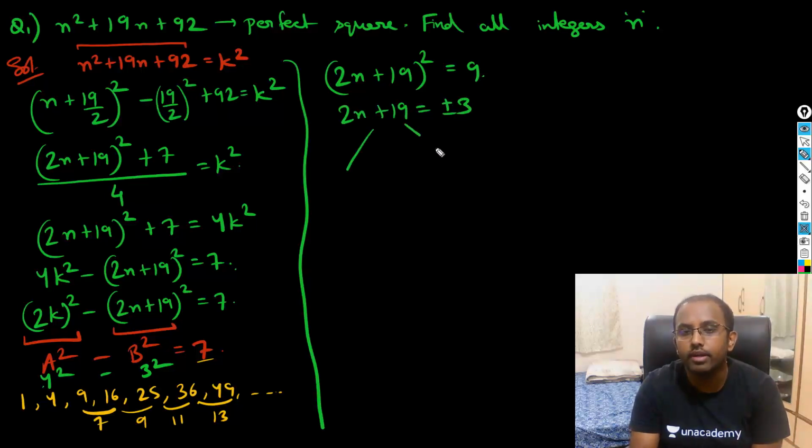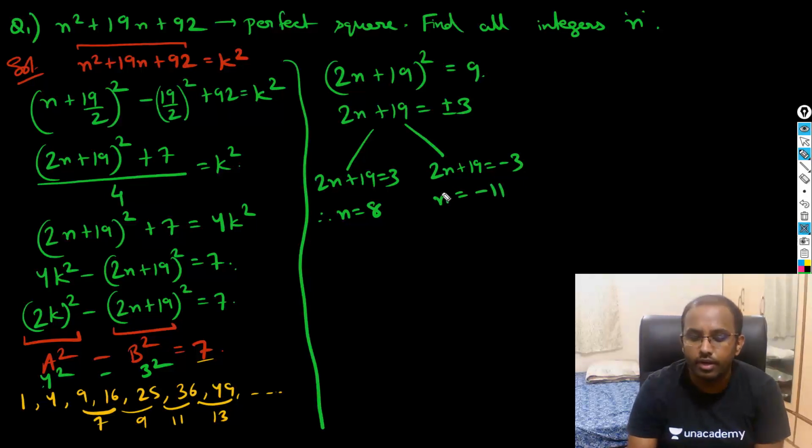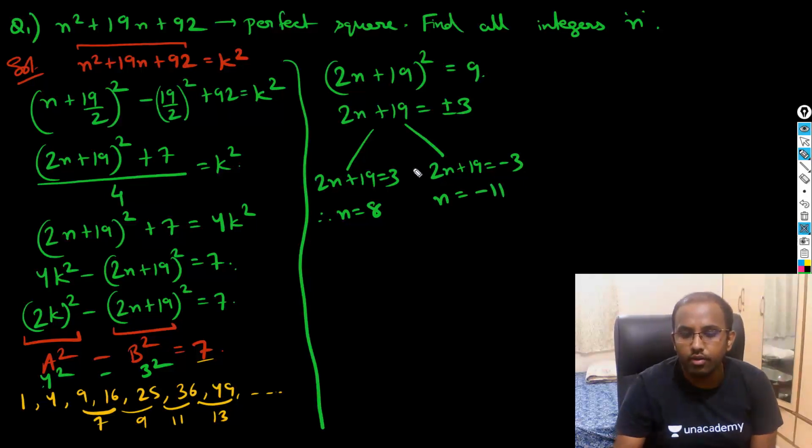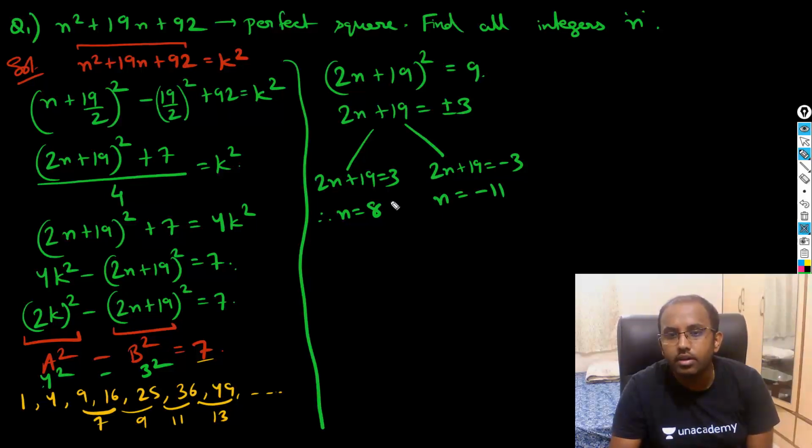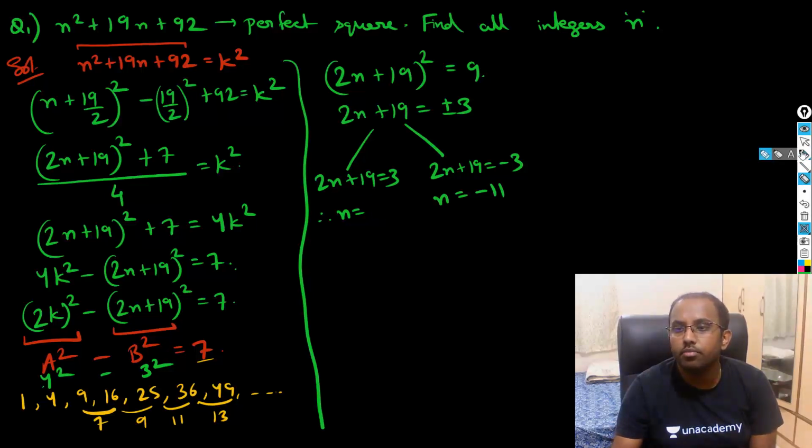So two cases. When 2n plus 19 is equal to 3, therefore n is equal to minus 8, and when 2n plus 19 is equal to minus 3, therefore n is equal to minus 11. It should be minus 8, guys. So one value is minus 8 and the other value is minus 11. So two values are the answer.